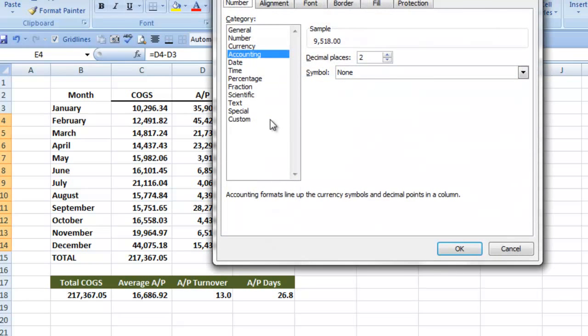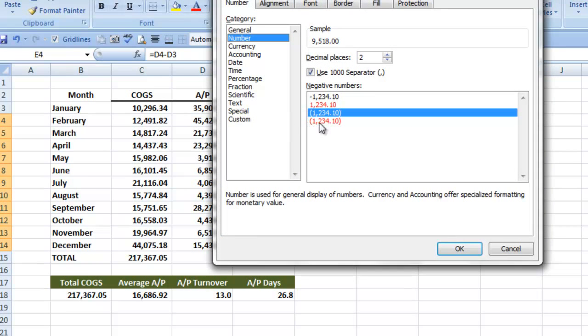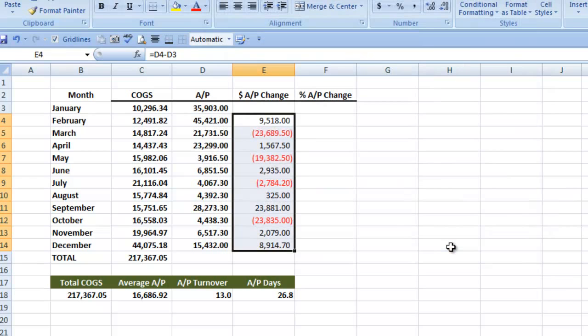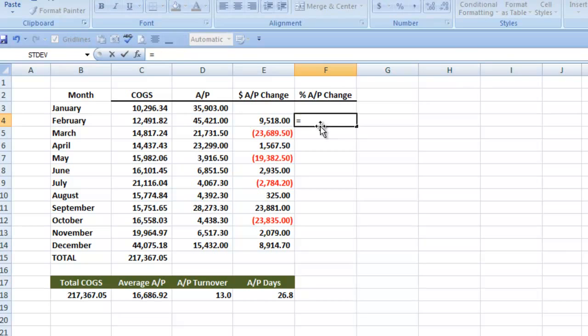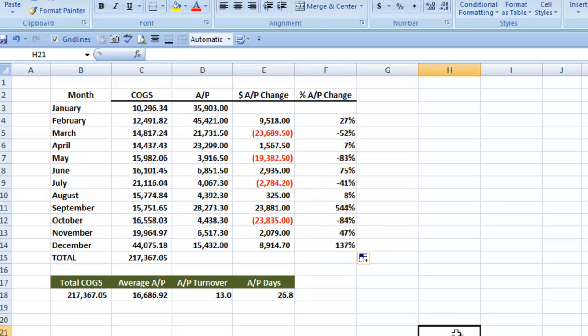And I'm going to change the number format so we have the negative numbers stand out in red. To get the percentage change, we will take the dollar change and divide it by the total for the previous month. I'll make it bold and fill it in. The negative numbers in red represent a reduction in payables, which adversely affects cash flow in those months.